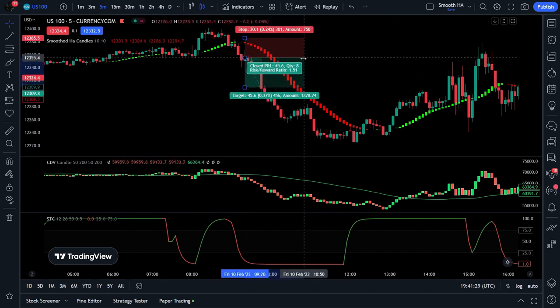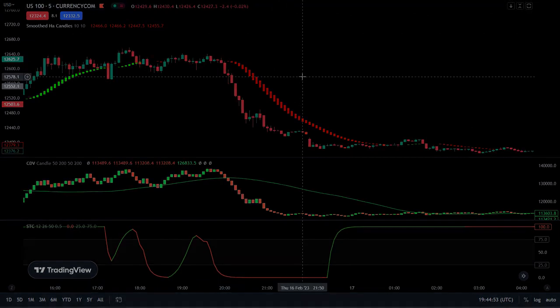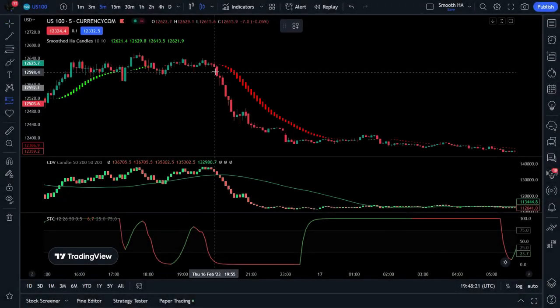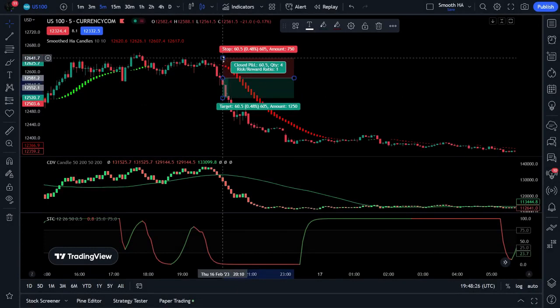Time for one more short so we can fully understand this. As you can see, the Smoothed Heikin Ashi candles are colored in red. Our cumulative delta candles have broken below the 50 SMA. And lastly, the STC indicator is colored red, and has broken below the 25 range. We are clear to take a short here. Let's add our original candles back to our chart. Just like before, we set our stop loss just above the Smoothed Heikin Ashi candles, and we target a risk-to-reward ratio of 1 to 1.5.